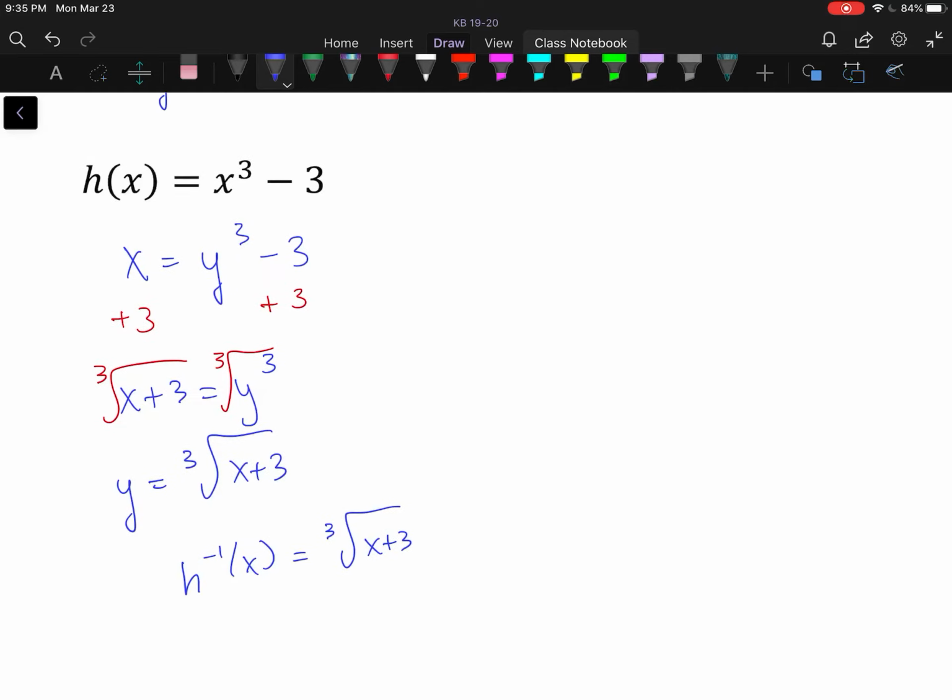And this would be a good one to show you that little test again. If I were testing this, let's say h of 2. So h of 2 would give us 2 cubed minus 3. And so 2 cubed is 8, minus 3 is 5. And so for the inverse, we should be able to plug a 5 in and get a 2 out, because it's undoing it. So if we take the cube root of 5 plus 3, that is 8, and the cube root of 8 is 2. And so we're good. It is undoing the process.